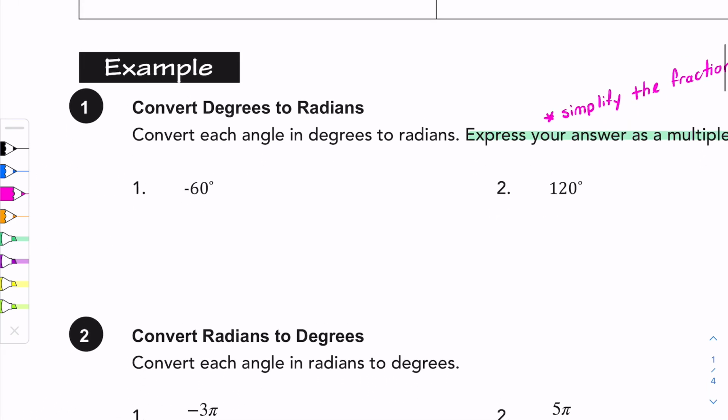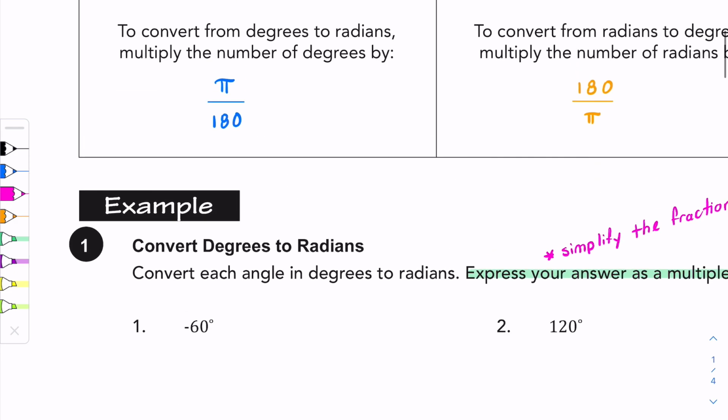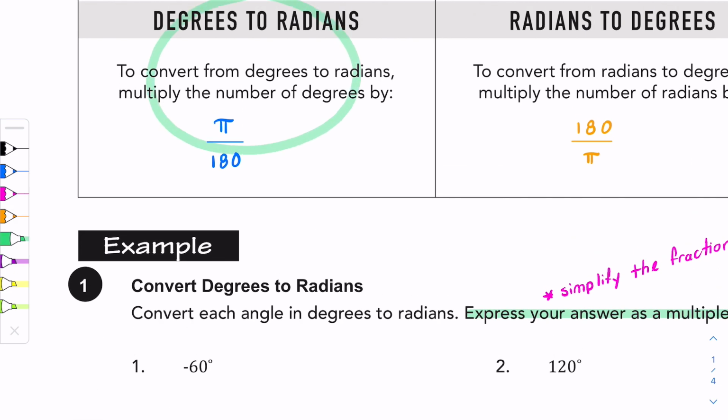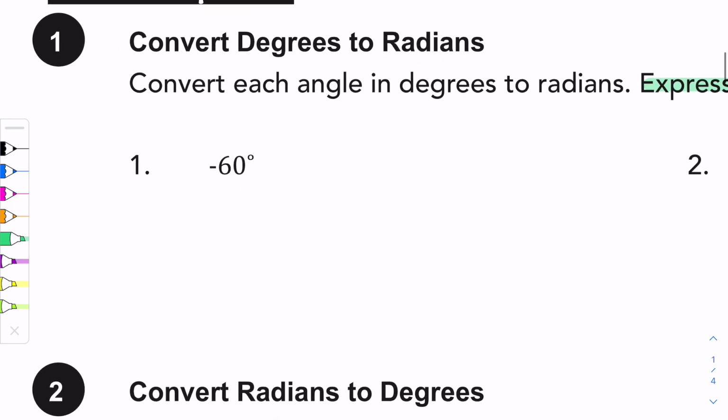So looking at number 1, we have negative 60, and above we are converting from degrees to radians. So in this case, we are multiplying by pi over 180. That means we take negative 60 and we multiply this by pi over 180. This just becomes a fraction being multiplied by another fraction. Recall that 60 is technically over 1. So you can eliminate common factors between the numerator and the denominator. I know right away that 60 and 180 have a common factor, and that would be 60.